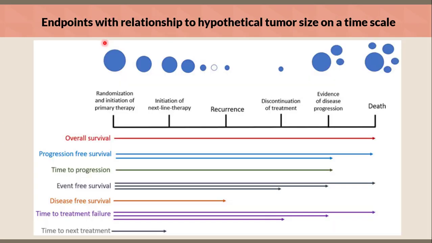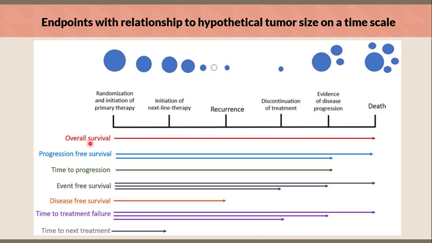This graph demonstrates the idea in the easiest, shortest possible way. Here, as you can see, endpoints with relationship to hypothetical tumor size on a time scale. At the start, large tumor size, here's the randomization and initiation of primary therapy. And in this stage, initiation of next line therapy. And in this stage, after disappearance of the cancer, recurrence, reappearance of the cancer. And in this stage, discontinuation for any reason of the treatment. And here, evidence of disease progression with large tumor size, and finally, death.